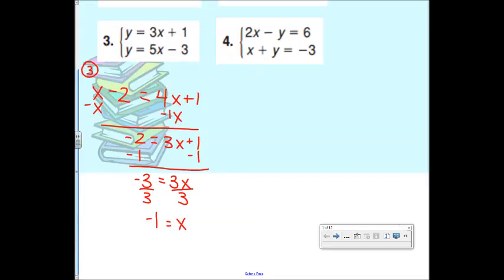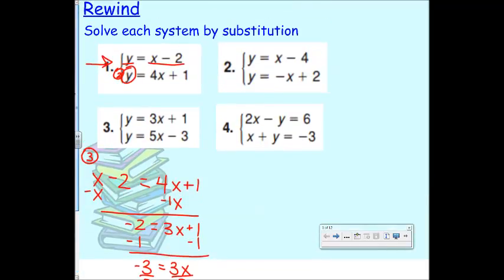Now, am I done, or do I need to go back and figure out y? Go back and figure out y. So where do you put the x in? Which equation? Does it matter? It doesn't matter, whichever one's easier for you. So this one has less math in it because it doesn't have a coefficient. So I'm going to plug it into that. So y equals negative 1 minus 2. What's negative 1 minus 2? Negative 3. So then y equals negative 3.